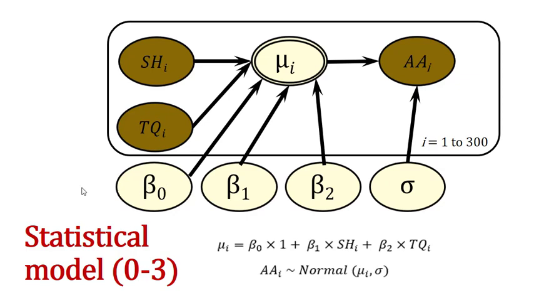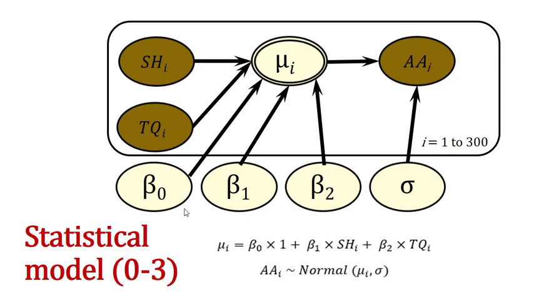Basically, in model 0, this value is 0, this value is 0, and this value is free to vary. So basically, because beta 1 multiplies by SH and beta 2 multiplies by TQ, and these two values are 0, none of these values are important. So beta 0 will be determining the mu's, and because beta 0 is one value, the mu's will be the same value. So the 300 mu's will have one value.